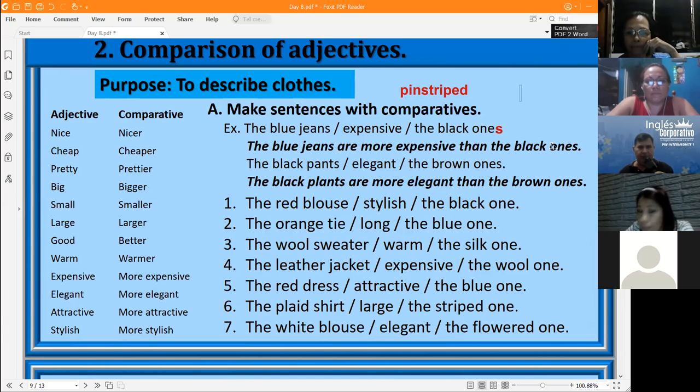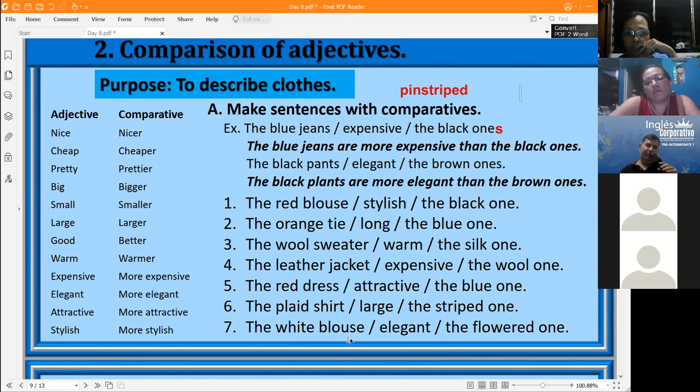Okay, let's see. Then who wants to do number seven? Karen Bernal. The white blouse is more elegant than the flower one. Is or are more elegant? Is is correct, teacher. Is more elegant because it's only one. Uh-huh. The white blouse is more elegant than the flower one. Excellent. Very good. Thank you very much.